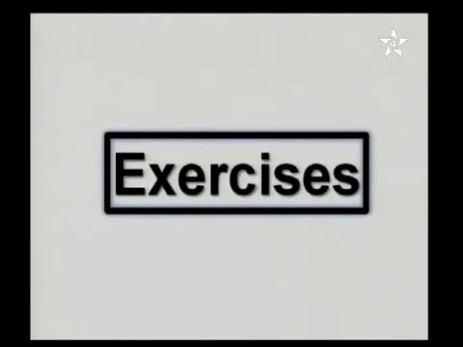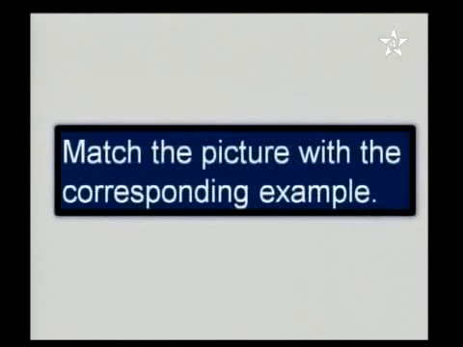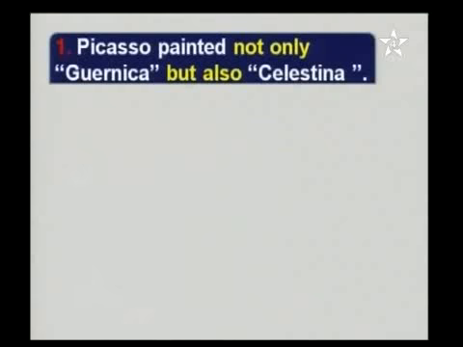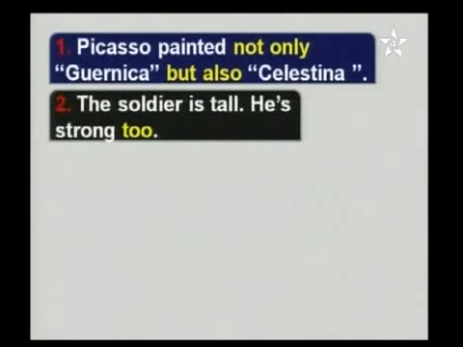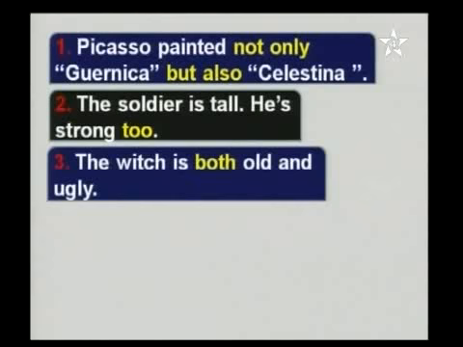Now, let's move to do exercises. And for the first exercise, I'd like you to match the picture with the corresponding example. Here are the sentences first, or the examples. Picasso painted not only Guernica, but also Celestina. Number 2. The soldier is tall, he is strong too. 3. The witch is both old and ugly.